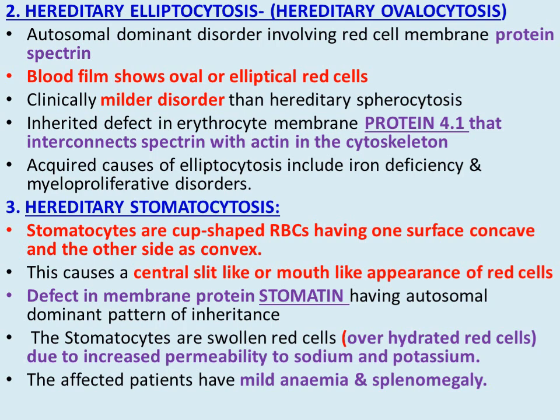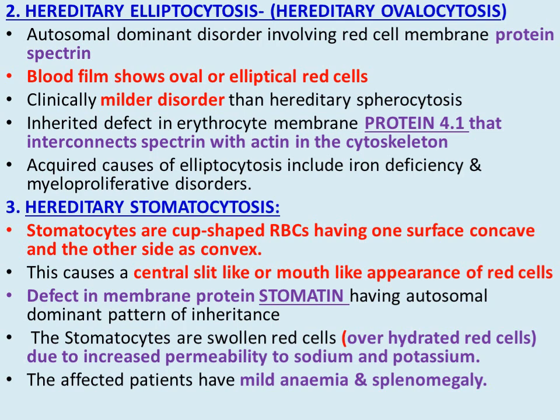There is an inherited defect in erythrocyte membrane protein 4.1, which interconnects spectrin with actin in the cytoskeleton. So a defect will be observed in protein 4.1. Acquired causes of elliptocytosis include iron deficiency and myeloproliferative disorders.